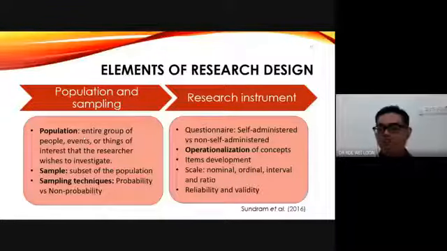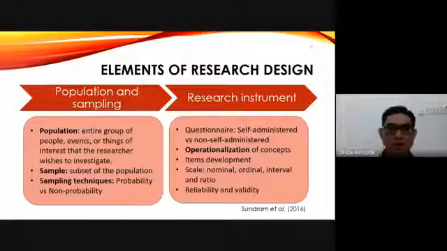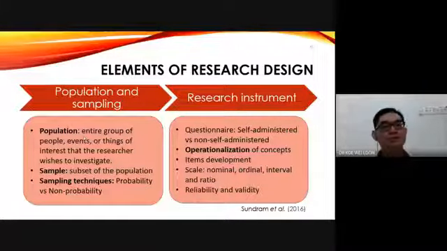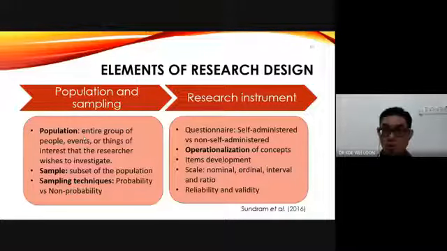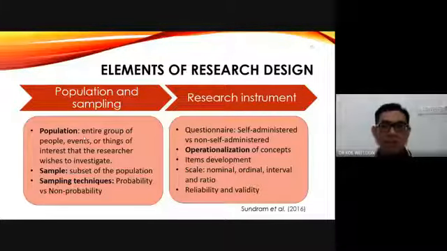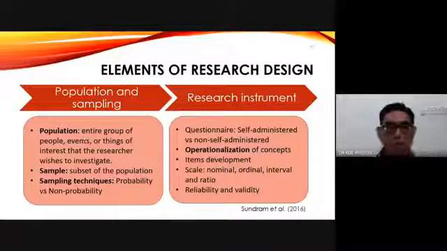You cannot just give a vague idea to the examiner or the panel or the reader: my population is students from UiTM. There are so many students in UiTM. Some of them are part-time students, some of them are full-time students. And then we can have postgraduate students, undergraduate students. Who are they actually?